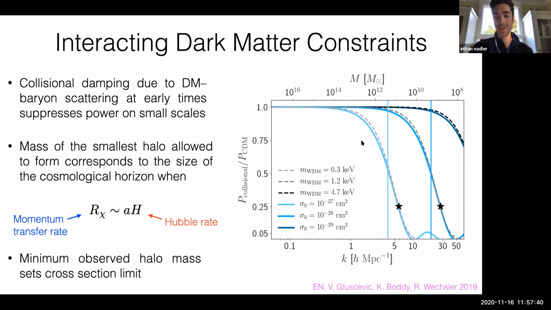And the other nice thing that we worked out is, if you actually forward model this scenario using a Boltzmann solver and work out the transfer function, the initial cutoff in the transfer function is extremely similar to that in thermal relic warm dark matter, which allows you to construct a mapping between the constraints in one case and the constraints in the interacting case.